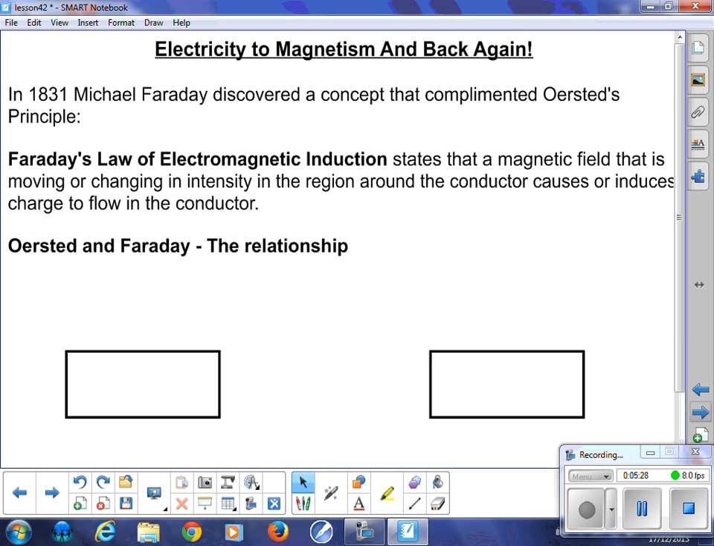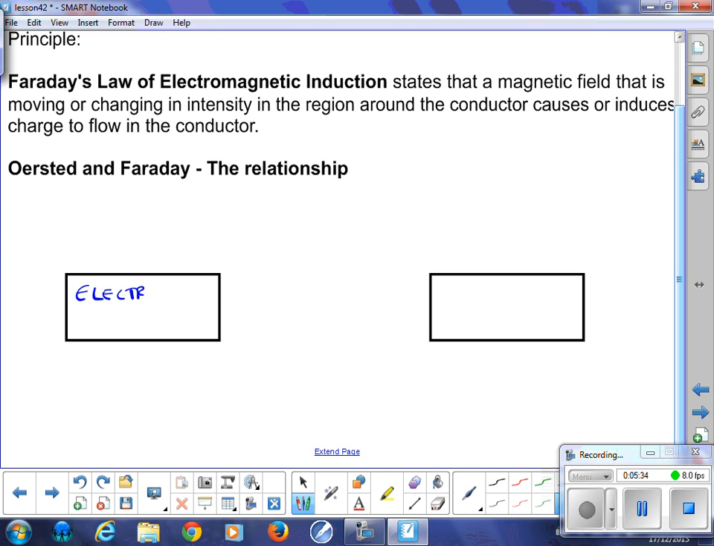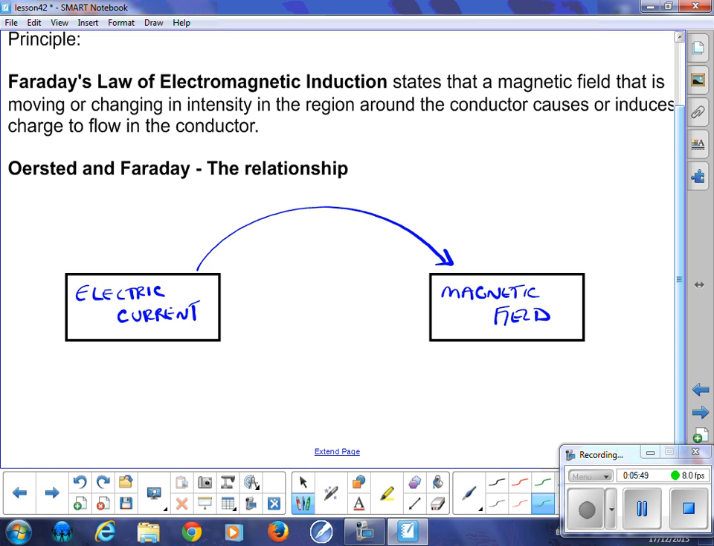So if we have electric current, we saw this diagram in the grade 11 course. If I have electric current, I then can create a magnetic field, and that is because of the Oersted principle. So that's where we started when we entered this in the grade 11 material.